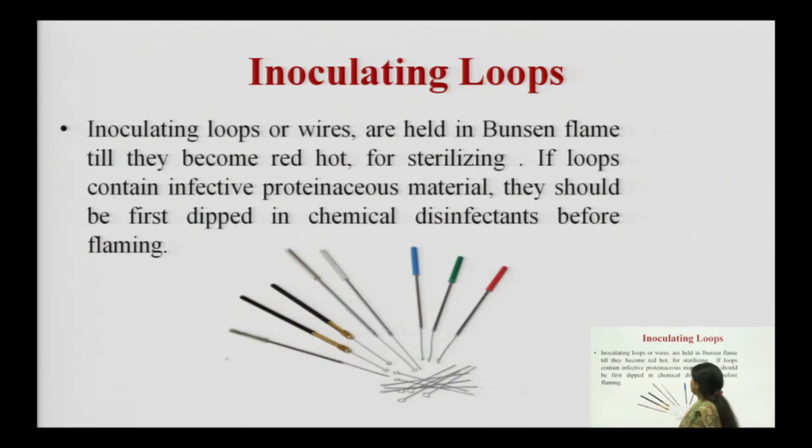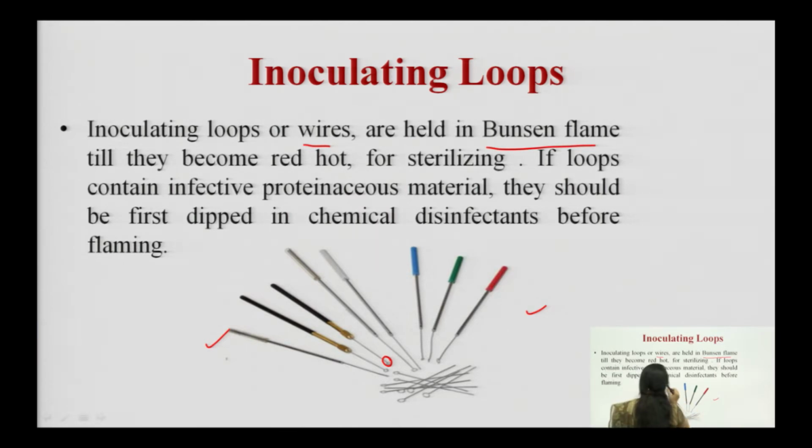After that, this is inoculating loops. As I told, for inoculation we need inoculating loops. Now, what are inoculating loops? Inoculating loops are wires, as you can see in this diagram. They have a loop which is used for the transfer process, but before using it for transfer of microorganisms from one media to the other, we need to sterilize these loops. Whatever loops we are using, we have to sterilize, and those loops are sterilized using the Bunsen flame.